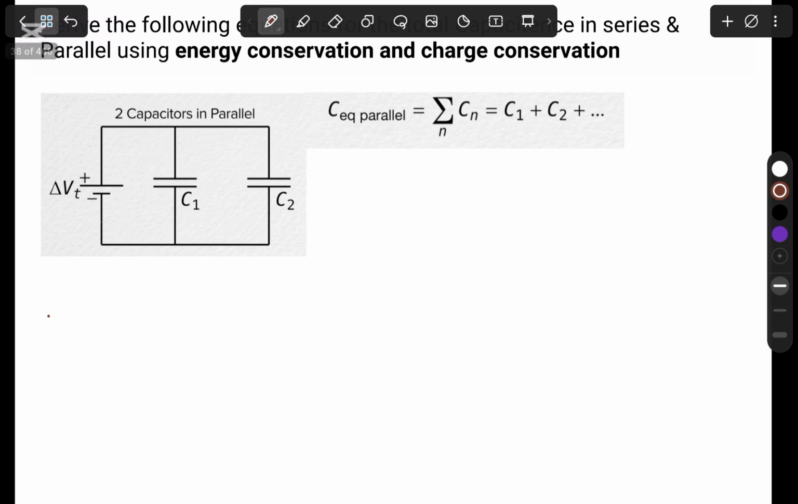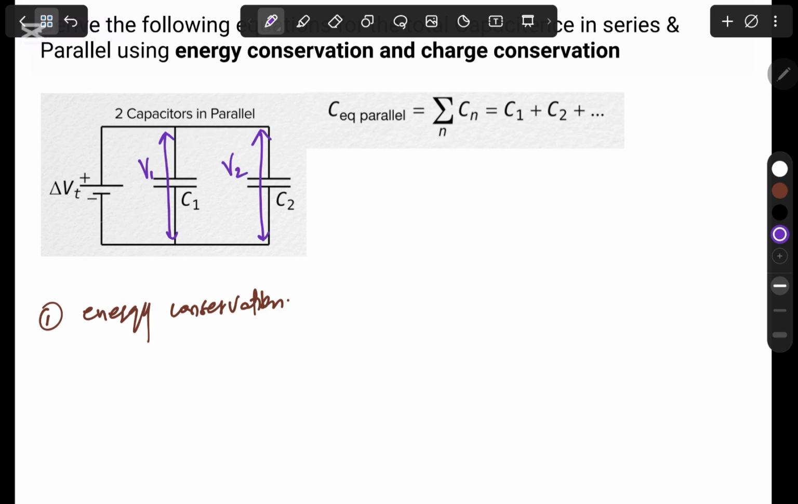Okay, so let's start. We've got two capacitors in parallel. Let's first use energy conservation. If you remember from your AS level, the potential difference across capacitor C1 will be V1, and the potential difference across capacitor C2 will be V2. The EMF of the battery, or the total voltage, will be equal to V1, and V1 will be equal to V2. When things are parallel, the potential difference across them is the same.